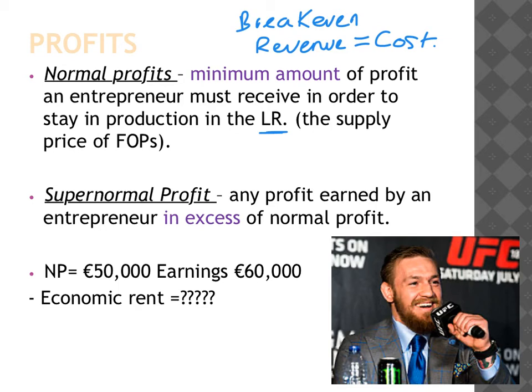Okay, so when we look here, earnings 60,000, his normal profit is 50,000, then the economic rent there would be 10,000. Okay, so if we look at Conor McGregor, the very first time he won knockout of the night, I think he got €65,000 for it. I mean, it may only have cost him €5,000 to train, so his economic rent was almost €60,000.